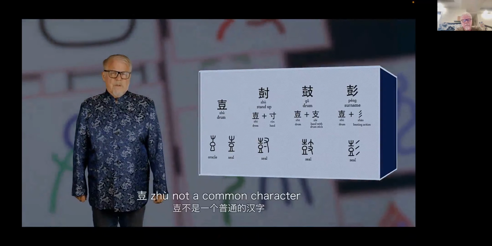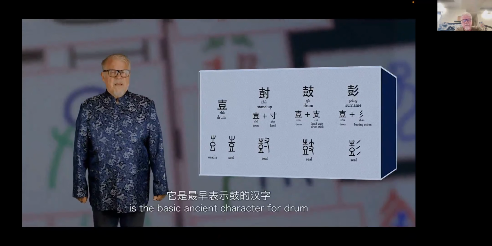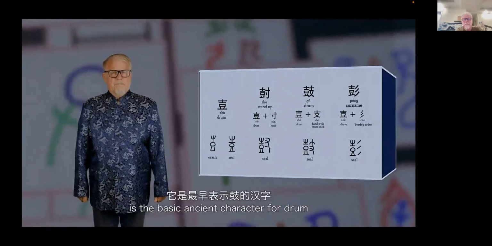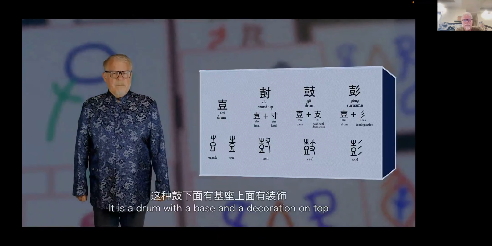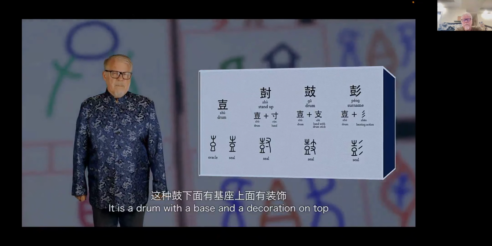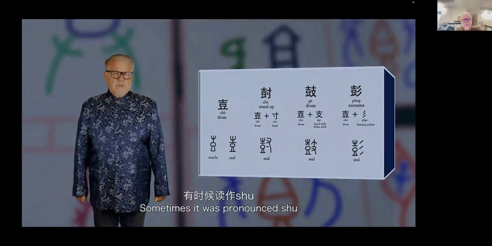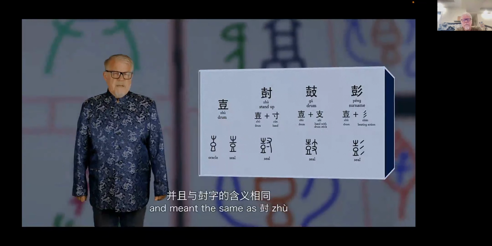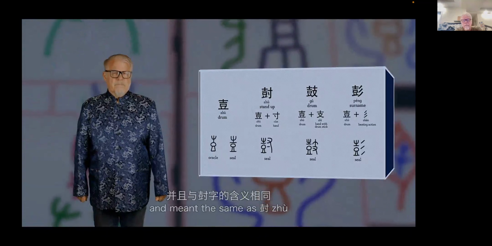Ju, not a common character, is a basic ancient character for drum. It is a drum with a base and a decoration on top. Sometimes it was pronounced shu, and meant the same as Ju.